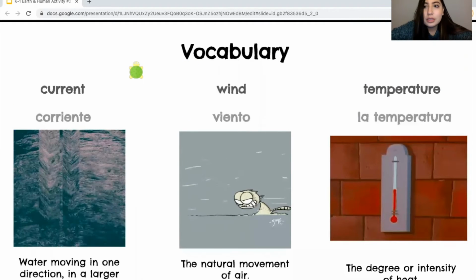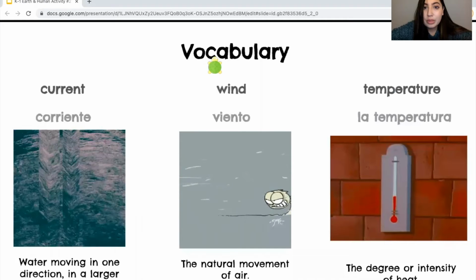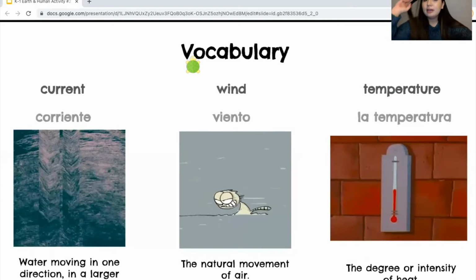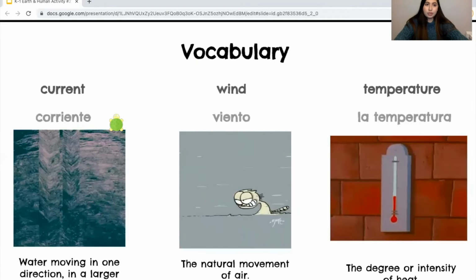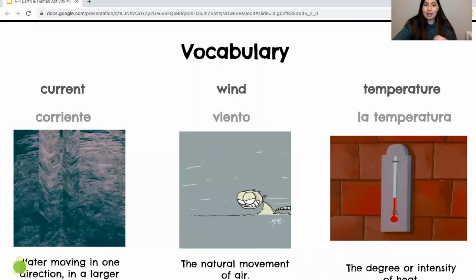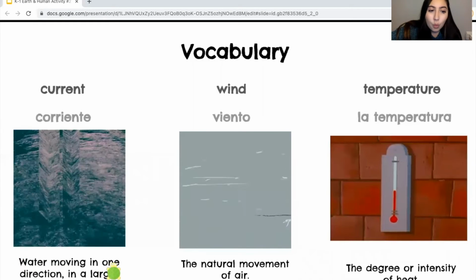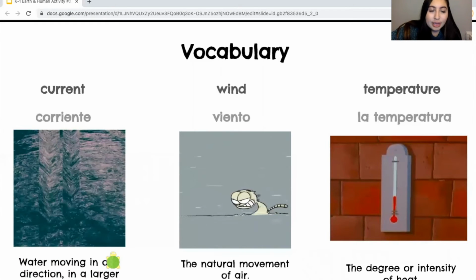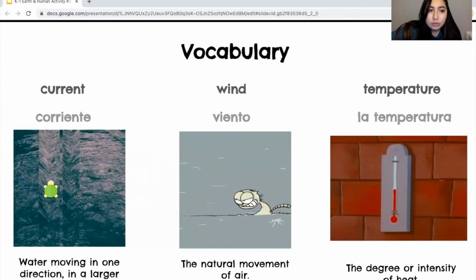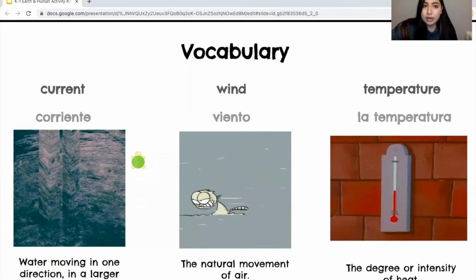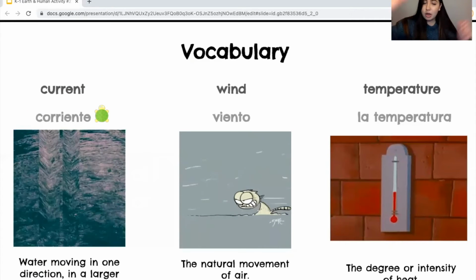So let's review some vocabulary today. We have 3 brand new words today. Our first word is current, and that means water moving in one direction in a larger body of water. So here's our big ocean, and now I see this current right here where my turtle is going. It is moving in a different direction. It's kind of like a small river. That's a current, a small river in the big ocean.